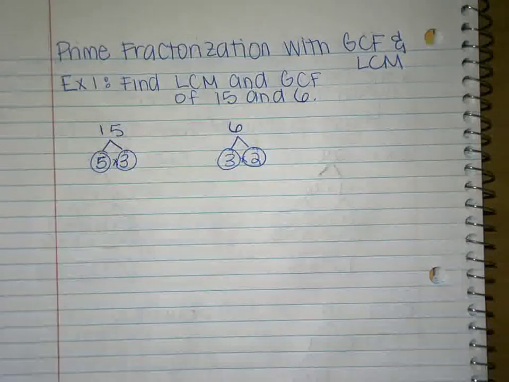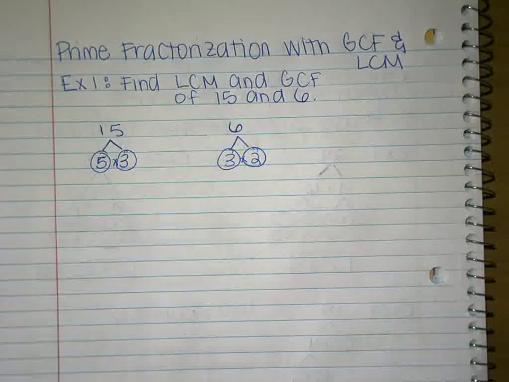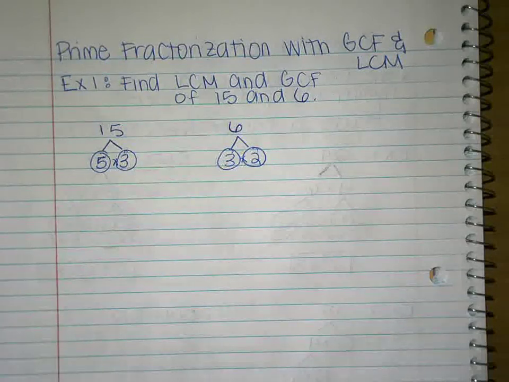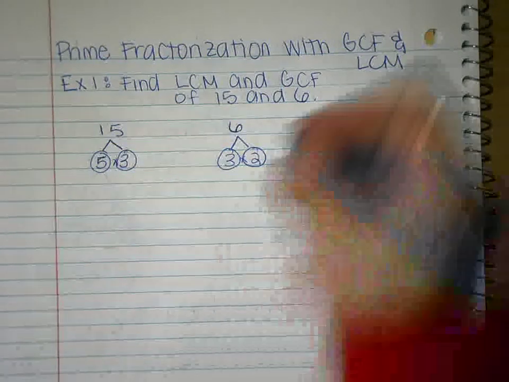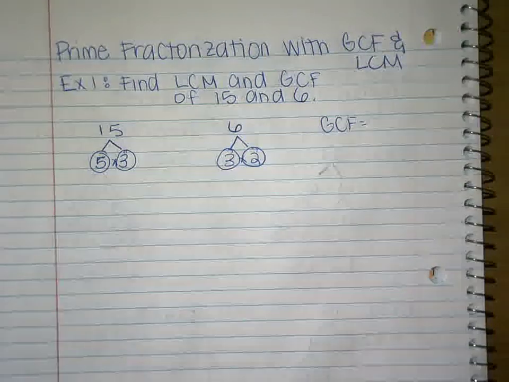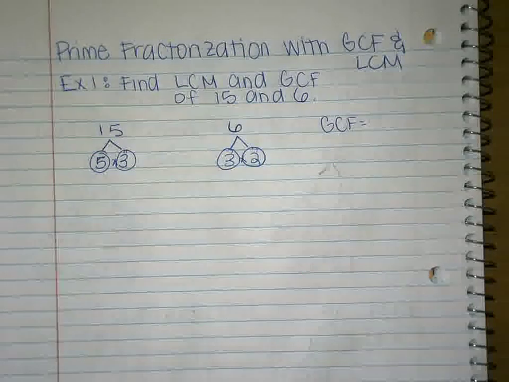So step number 1, find the prime factorization. Do your prime factorization of 1 and 2. Okay, if there's a third number, do it with the third number as well, but we're going to stick with just 2 numbers for now, okay? So then I want to find the GCF. The GCF is the first easy one to find, because GCF is the largest number that they have in common. They have to have it the same.